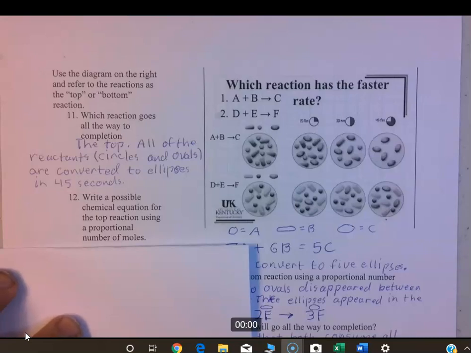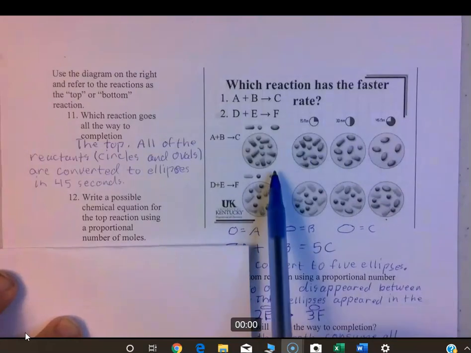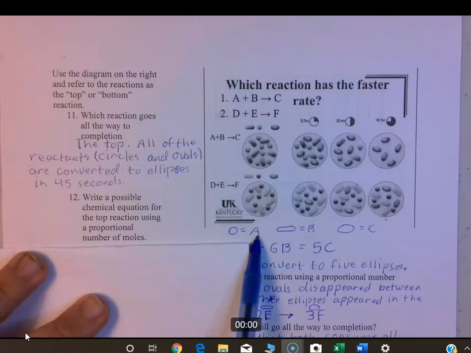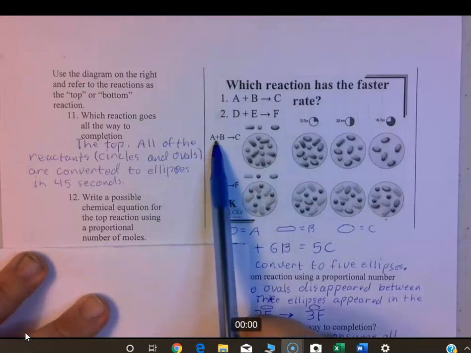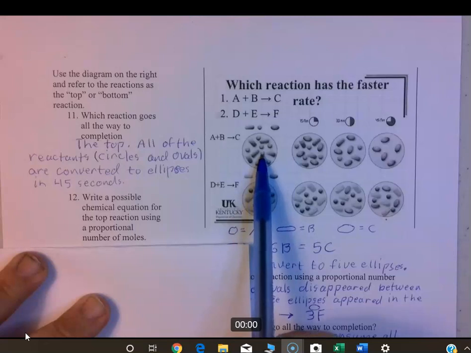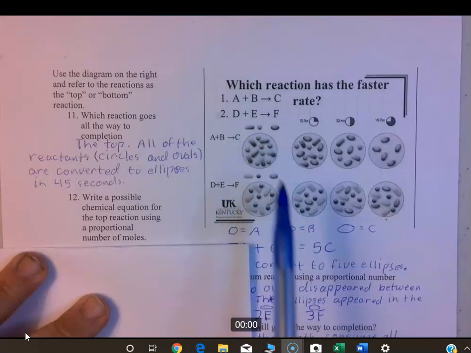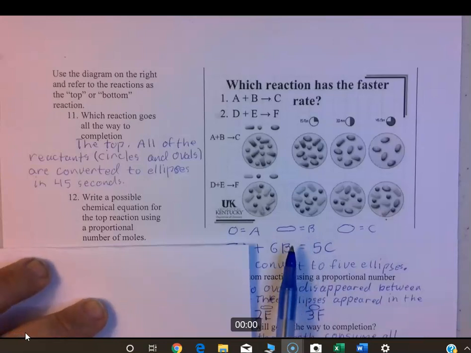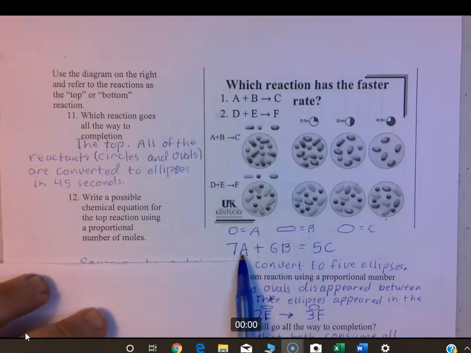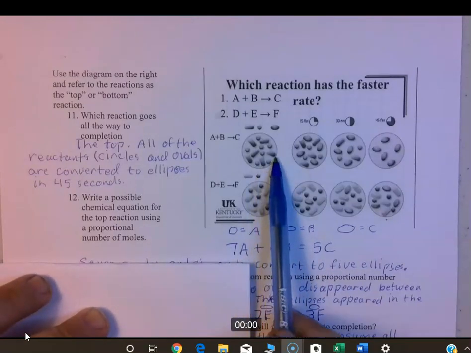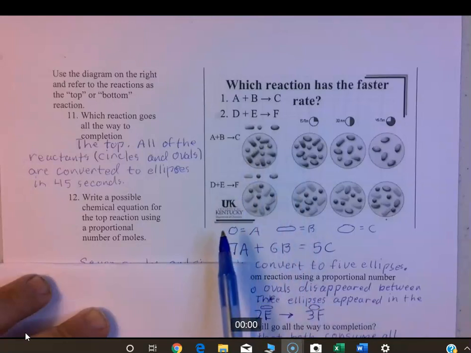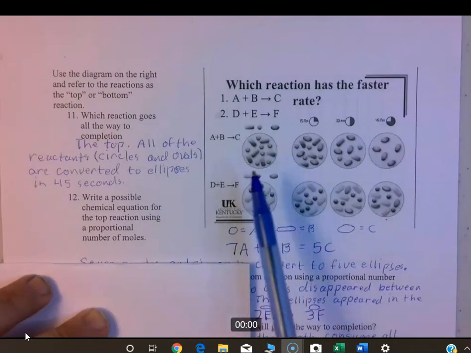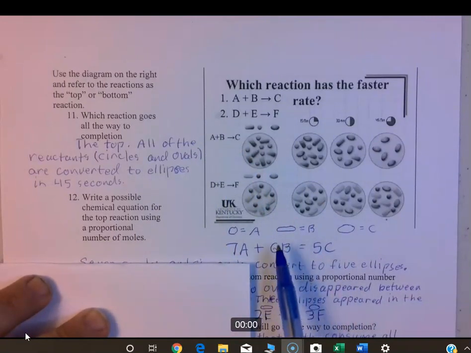Write a possible chemical equation for the top reaction using a proportional number of moles. Well, let's say that the circles represent A up here in this reaction. So we have 1, 2, 3, 4, 5, 6, 7 of A, so we could say that's 7 moles of A right there. And we have ovals. We have 1, 2, 3, 4, 5, 6 ovals. So we could say that they're B. Just make that up, whichever one you want to be B. So the ovals are B. So we have 6 Bs.